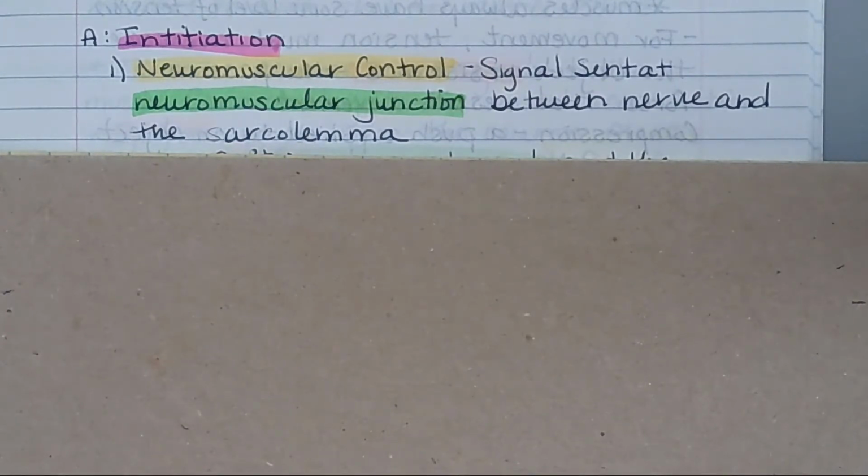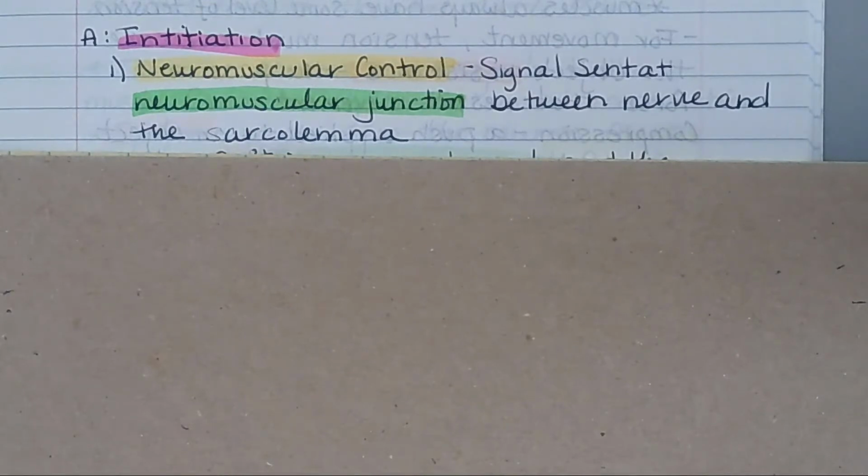Let's talk about what it takes to get ready to get to a particular action. So let's start with the neuromuscular control. You have this neuromuscular control center that's allowing you to send a signal. The signal is sent at the neuromuscular junction, the junction between where the nerve from your central nervous system meets the sarcolemma. Remember, the sarcolemma is the cell membrane of a muscle cell. We call the point where those two things meet the neuromuscular junction.